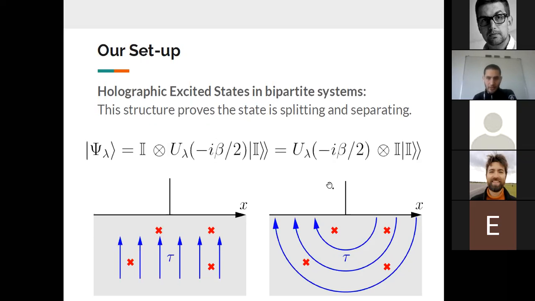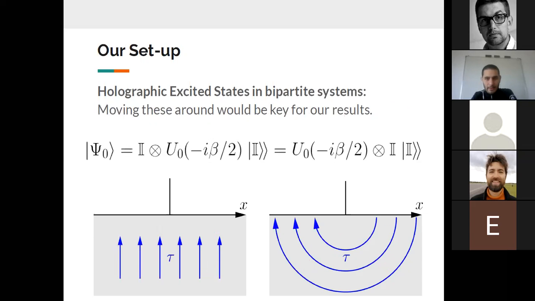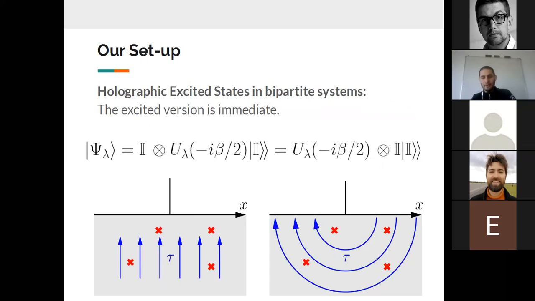And this will be key because this structure makes it very easy to prove that this excited state is splitting and separating. It essentially boils down to the fact that one can move one of these things around, so you can easily show it based on the splitting and separating nature of the identity state. And on the other hand, well, okay, it will have some other consequence that I will explain later.